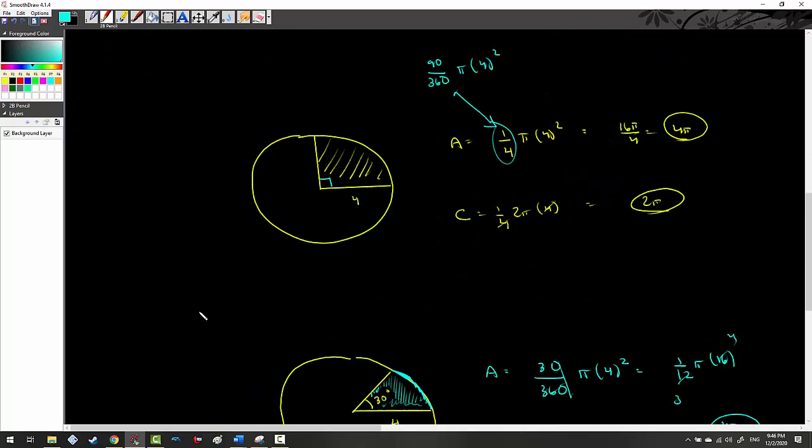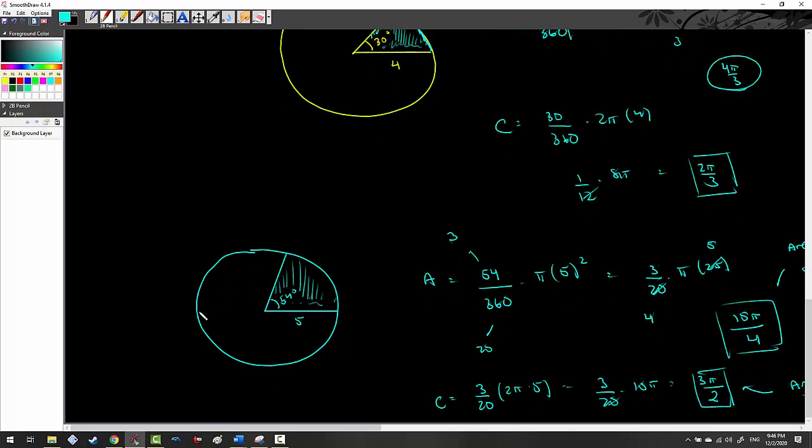So at this point, I'm hoping I can clear the board and come up with a generality for how to find areas of sectors and arcs of circumferences. Now that I've cleared the board, let's figure out a general formula for how we find the area of a sector and the arc length. So the area of a sector, well, the way we did it, when we had a circle, we always had some angle, and it didn't matter what that angle was.